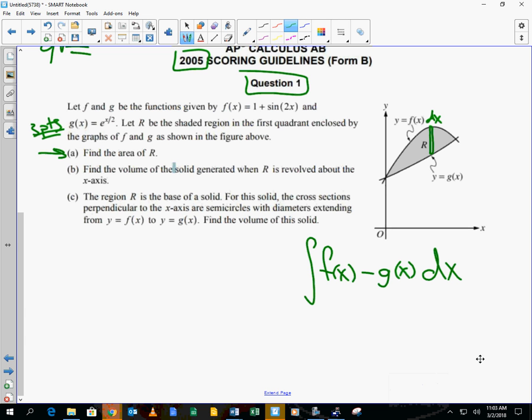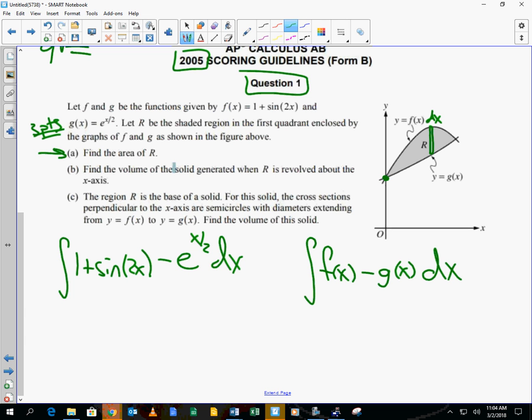Now I want you guys to know that other people will write it like this. They'll say f of x is 1 plus sine of 2x minus e to the x over 2 dx. Either one of these is acceptable. Okay? I'm showing the answer 2 ways. What do I now need to put into place? What am I missing? What do we call those numbers? The bounds. We need our bounds of integration.